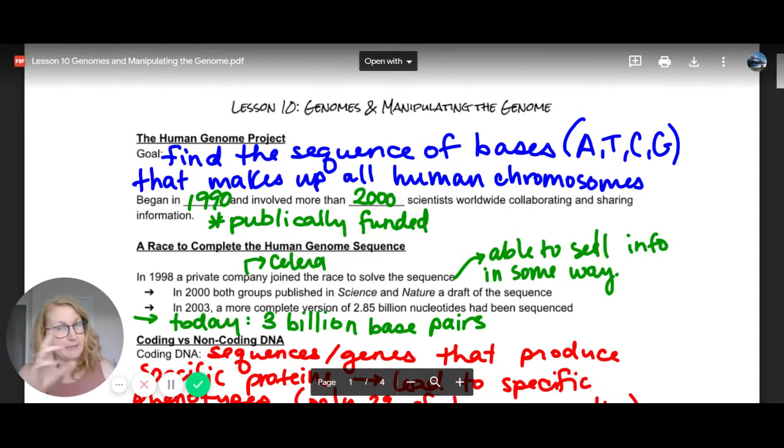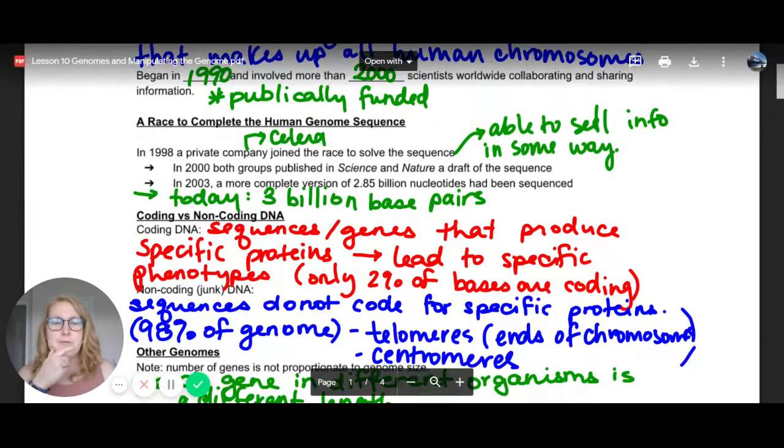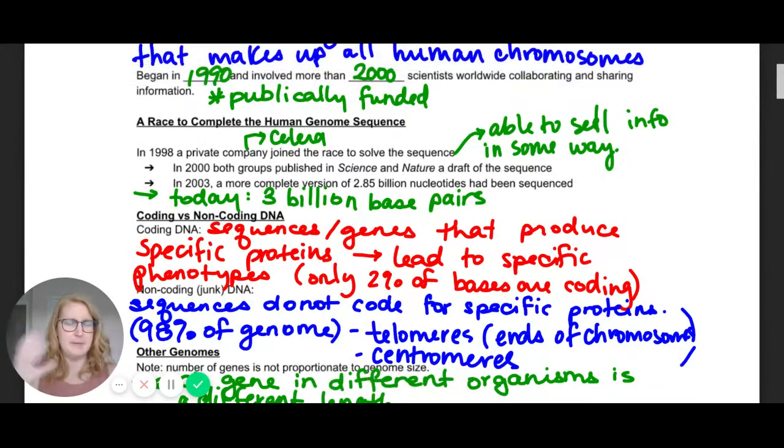So they have found that sequence. And I'm going to talk in a few minutes about what we do with that sequence, because that's where it gets really interesting. That's where we get into things like personalized medicine and treatment plans and all of that kind of stuff. We had a couple of different groups working to sequence the human genome. As I said, it took a long time.